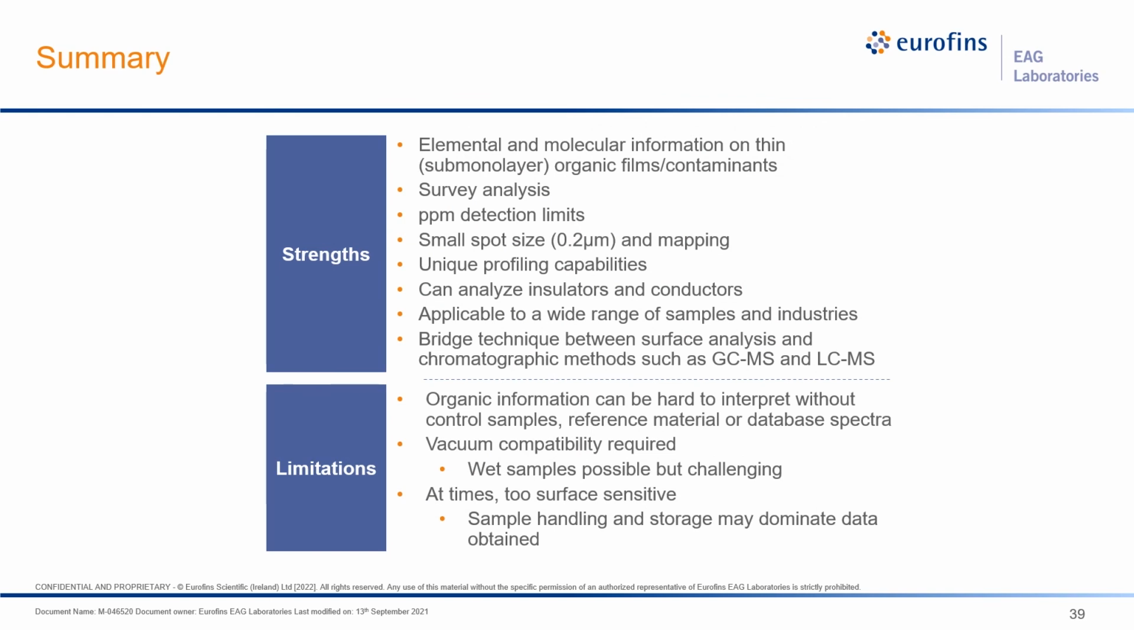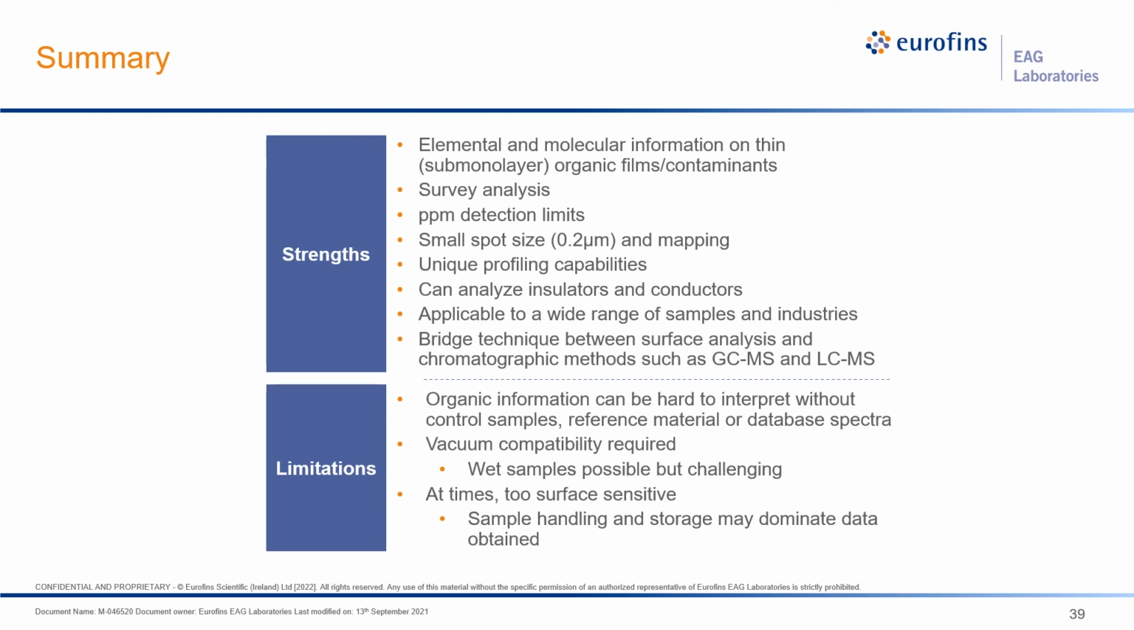So here's a summary for you of the strengths of TOF-SIMS. It can provide elemental and molecular information from thin organic films and surfaces. It is a survey analysis, so you see what you see. You don't have to choose what species to examine. It has part per million or lower detection limits. Small spot size, we can focus the beam to submicron, so we can look at submicron features. A little bit hard to get good mass spectra from submicron features, but you can focus the beam quite well.